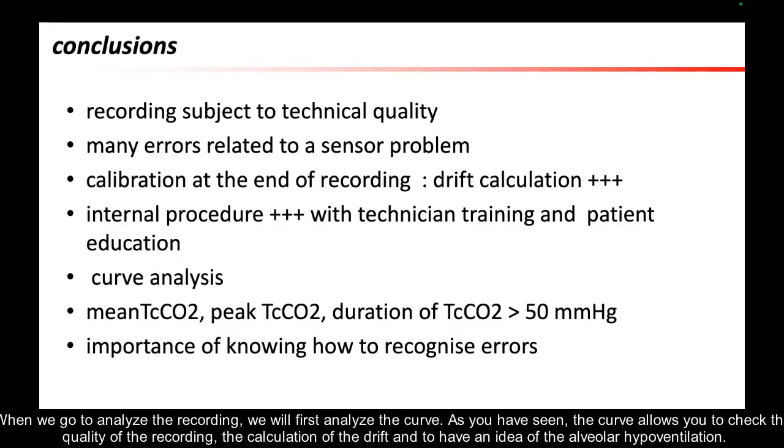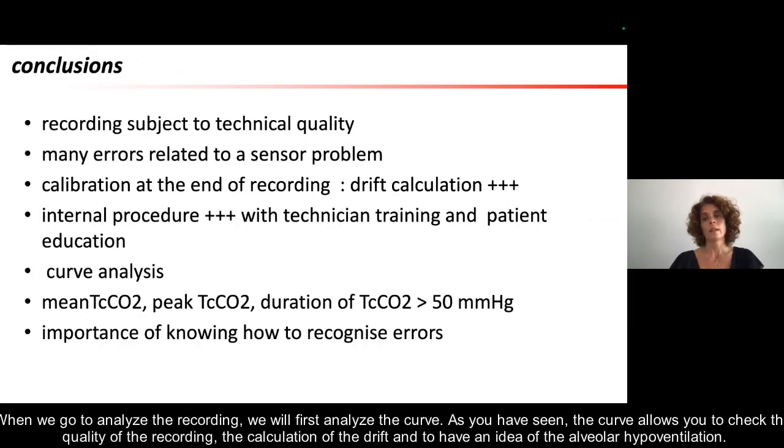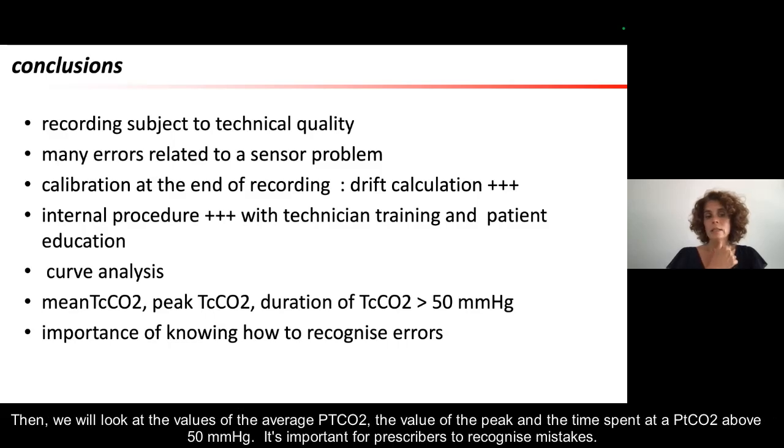When we go to analyze the recording, we will first analyze the curve. As you have seen, the curve allows you to check the quality of the recording, the calculation of the drift, and to have an idea of the alveolar hypoventilation. Then, we will look at the values of the average PtCO2, the value of the peak, and the time spent at a PtCO2 above 50 millimeters of mercury.